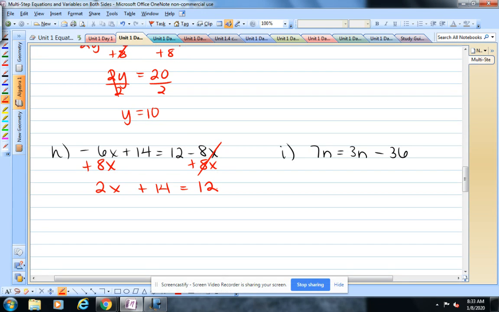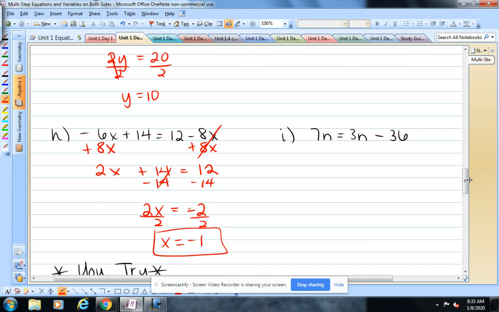I don't know. I must have liked that number that day I made these notes. Then what? Subtract 14 on both sides. So 2x equals -2. Then what? Divide by 2. And x equals -1.